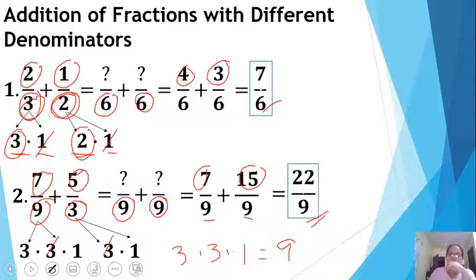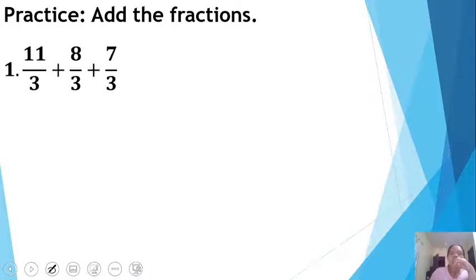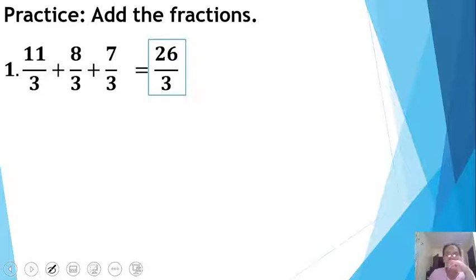So that's it. How do we add 11 over 3 plus 8 over 3 plus 7 over 3 as a practice? Since the 3 are having the same denominators, you simply copy the denominator and then add the numerators. If we cannot simplify it anymore, that's the final answer.